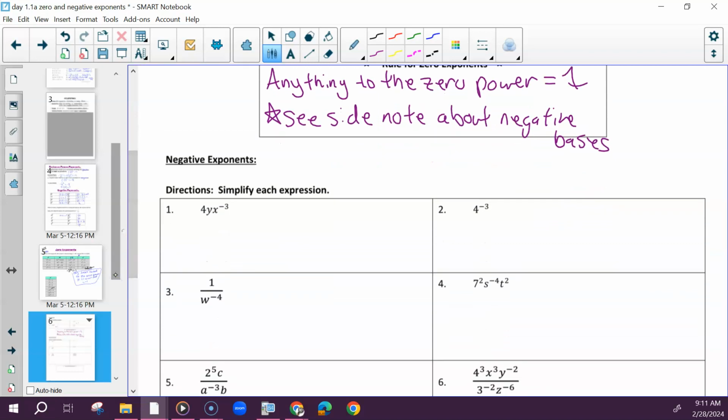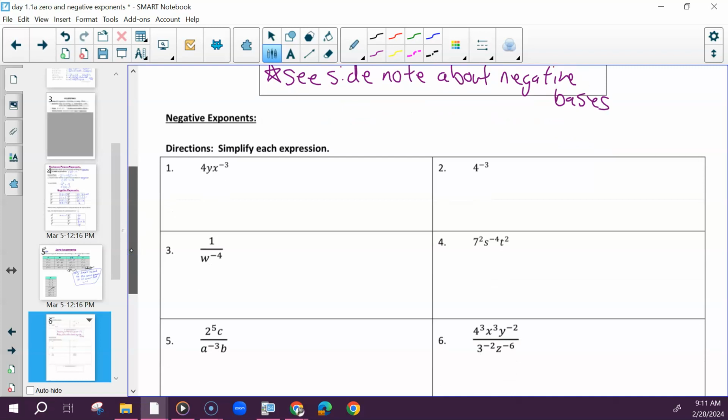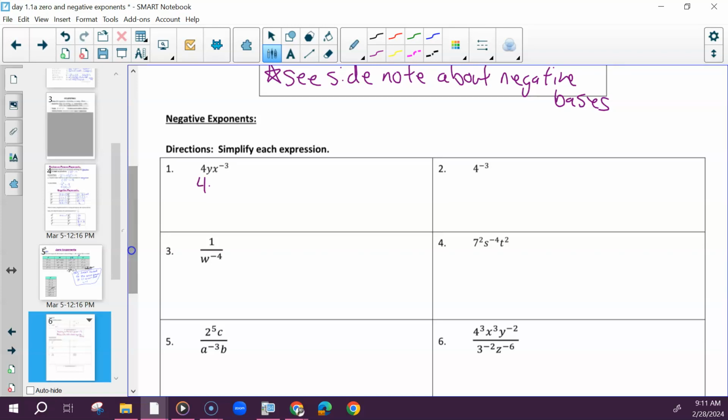Okay, so then we're going to do some negative exponent things that don't just have one variable or one number. Start with number 1. First, you have to think about this as these are all separate things. The 4 does not have the exponent. The y does not have the exponent, only the x. So this is the same thing as saying 4 times y times x to the negative third.